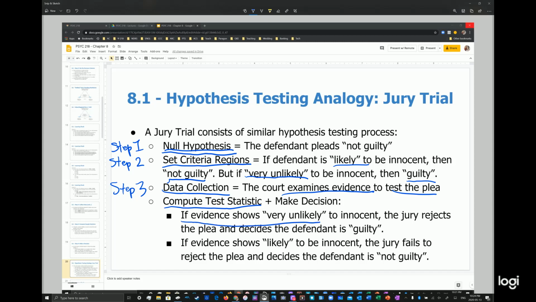If the evidence shows the person is unlikely to be innocent, then the jury rejects that plea, rejects that null hypothesis, and goes, defendant is guilty. If the evidence shows that the defendant is likely to be innocent, like the defendant didn't do anything, then the jury would not be able to reject the plea, that is, not able to reject the null hypothesis, and then we wouldn't say that the defendant is guilty. So this part here is step 4, the decision-making part. And so that's what we're going to do. That's the logic of hypothesis testing.